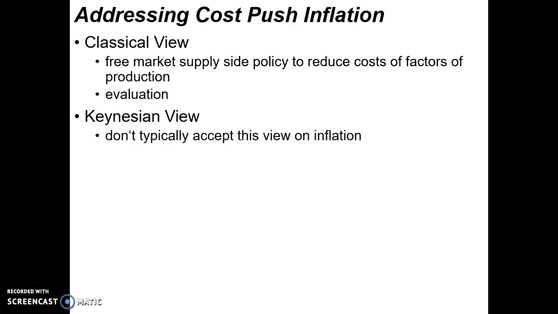The Keynesians don't even really believe in this explanation for inflation, since they're demand side minded. They would really point to demand pull as the main cause of inflation. So if you're talking about correcting cost push inflation, the only reason you're discussing it in the first place is it's more of a classical view of inflation. So you really only need to explain and evaluate the classical solution to cost push inflation.